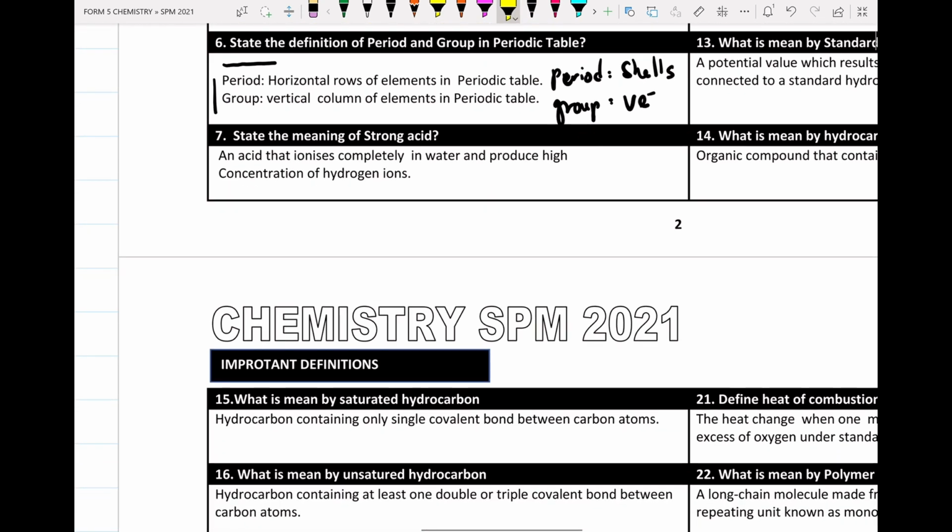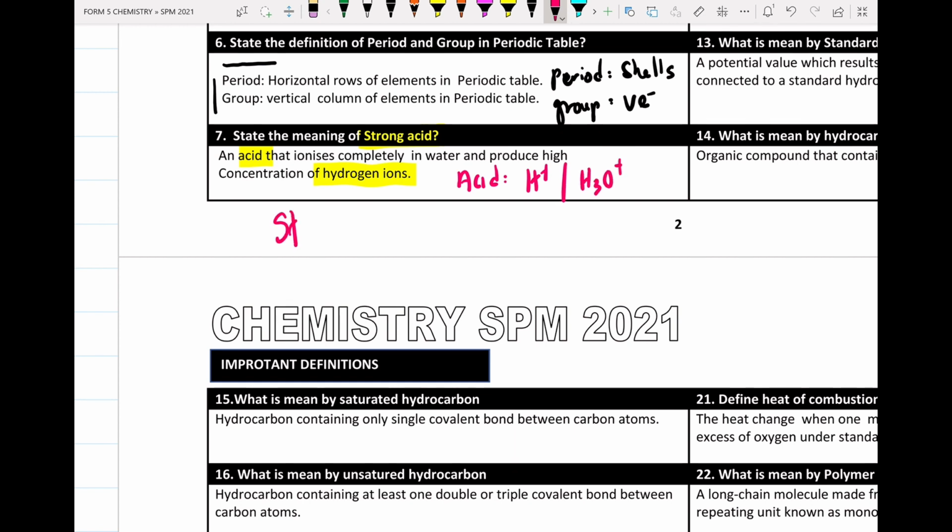All right, we go for the seventh definition, the meaning of strong acid. A strong acid is an acid that ionizes completely in water, producing a high concentration of hydrogen ions. And the ion responsible for showing the acidic properties, remember, is the hydrogen ion or hydroxonium ion.